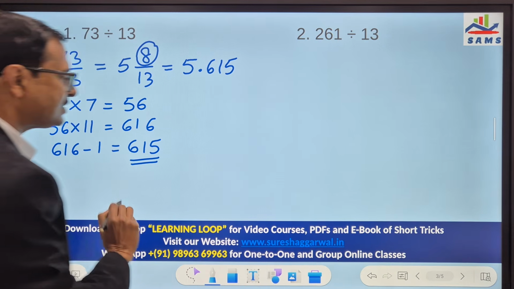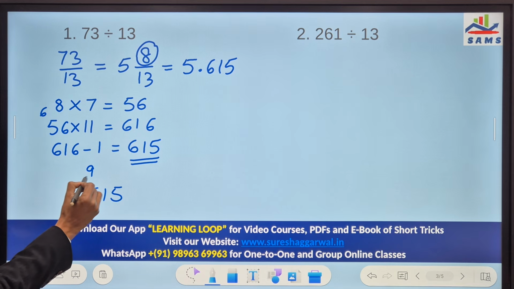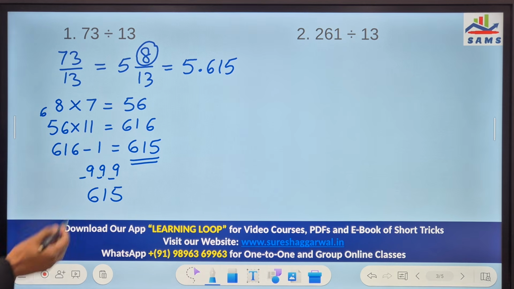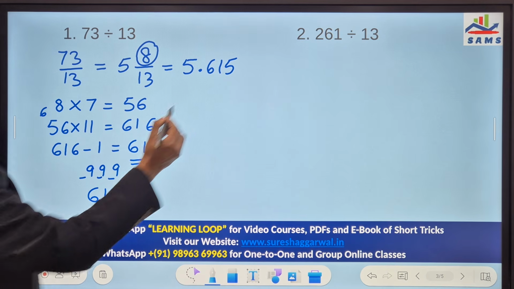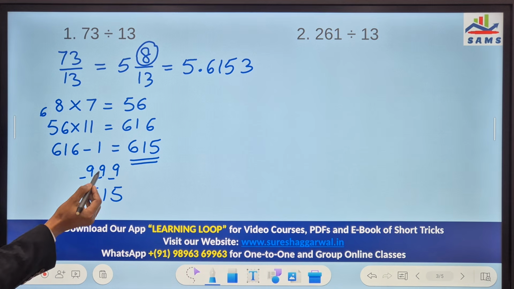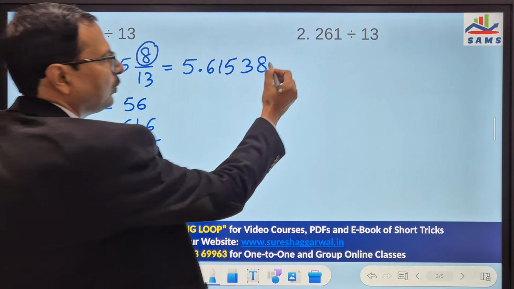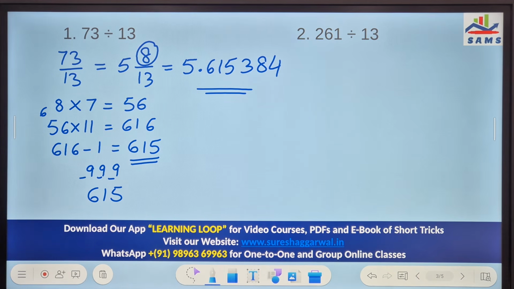And what are the remaining digits? 615, you need to subtract all the digits from 9. That is what we call taking the 9's complement. So 9 minus 6 is 3, 9 minus 1 is 8, and 9 minus 5 is 4, and that gives us the decimal representation of 73 upon 13.